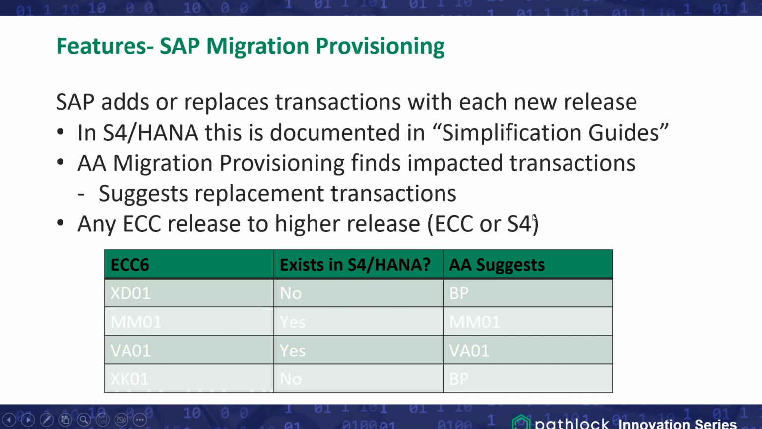This saves you an enormous amount of time, because to find these otherwise, SAP has them documented in a simplification guide, and that simplification guide is like 1,000 pages long. And even within there, it references you to get more information, look up this OSS note. So it's a lot of work going through your transactions and finding out what's been impacted, what hasn't. This is going to save you that effort.